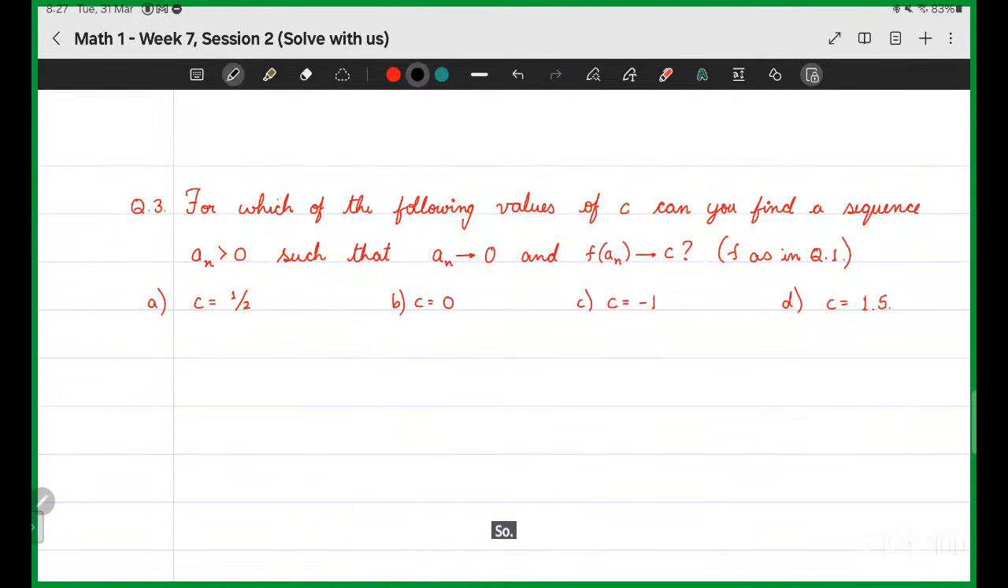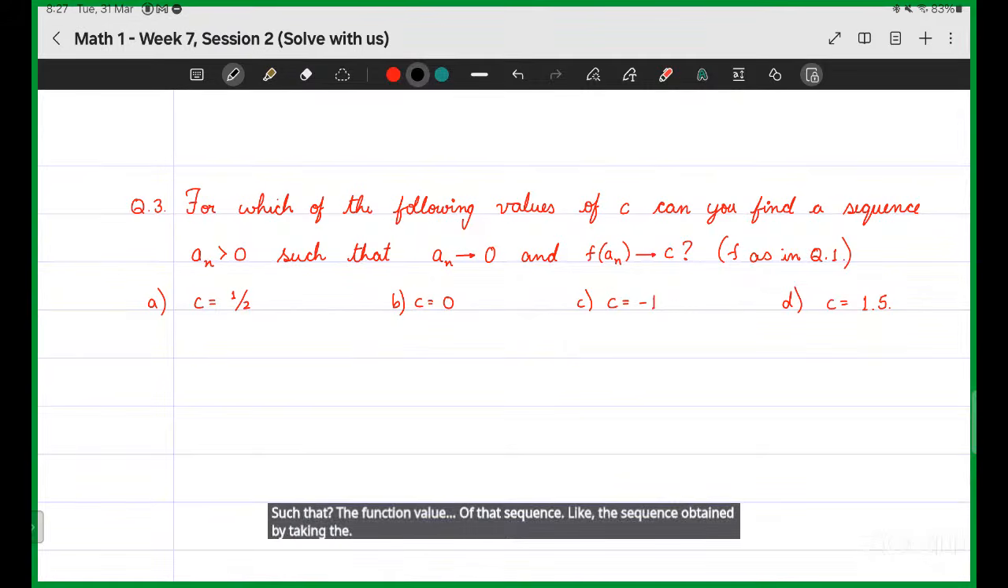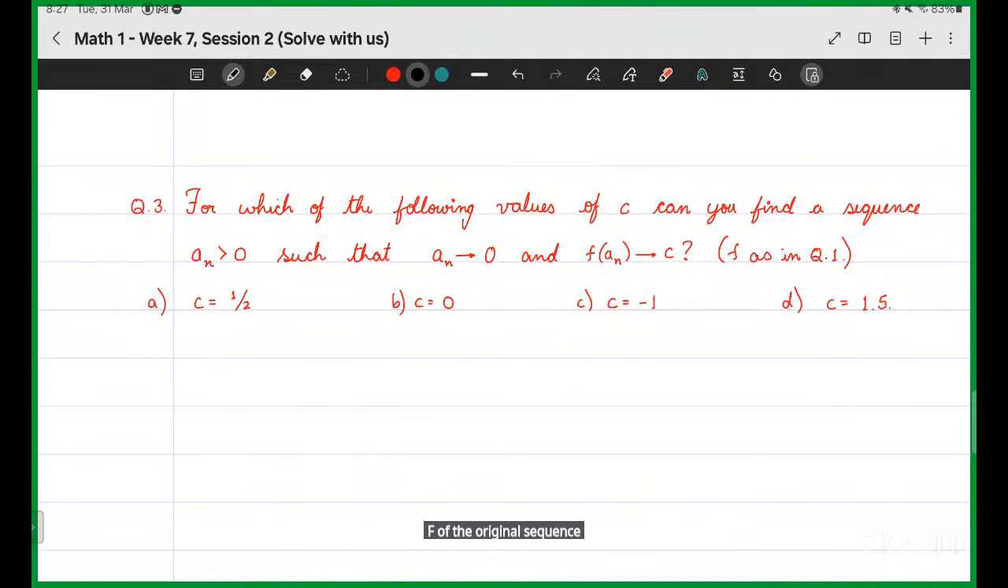So for which of these values will you be able to construct sequences which converge to, for which the corresponding function sequence converges to this value? Please repeat the question. This is slightly more advanced. What you're asked is, can you construct a sequence of positive real numbers which converges to 0 such that the function value of that sequence, like the sequence obtained by taking the f of the original sequence, converges to the given real number?